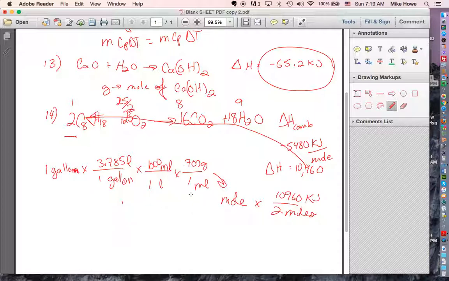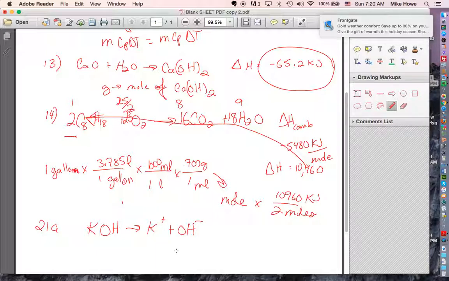Number 21A. Okay, so 21A is another stoichiometry sort of question. You've got 0.205 grams of potassium hydroxide added to water in a styrofoam coffee cup. We know that the potassium hydroxide, when you put it in water, will dissolve. Since potassium hydroxide is ionic, when it dissolves, it turns into K plus and OH minus. So we're really measuring what's called the heat of solution here.